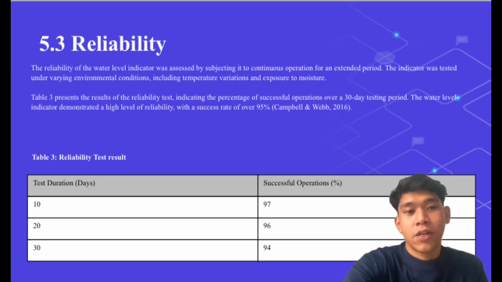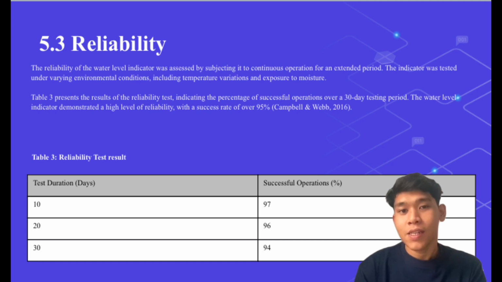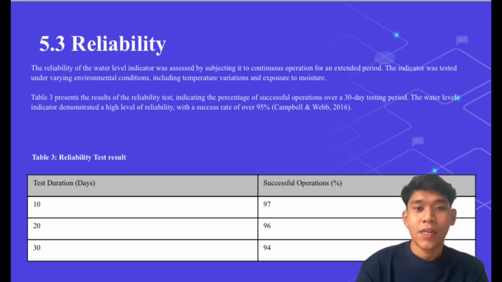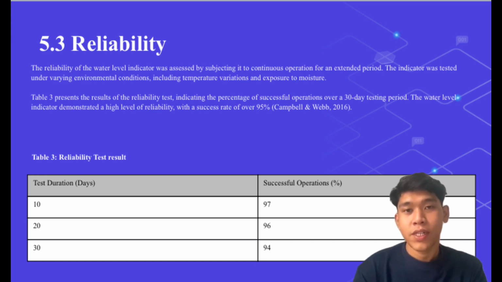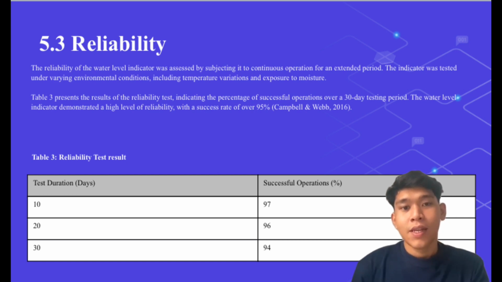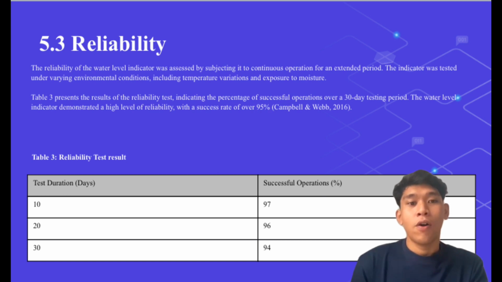Next, reliability. The reliability of the water level indicator was assessed by subjecting it to continuous operation for an extended period. The indicator was tested under varying environmental conditions, including temperature variation and exposure to moisture. Table 3 presents the result of the reliability test, indicating the percentage of successful operation over a 30-day testing period.